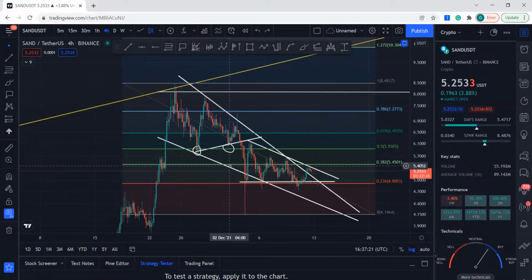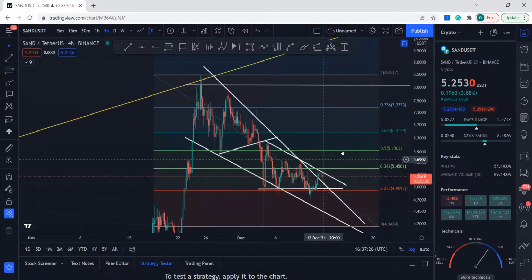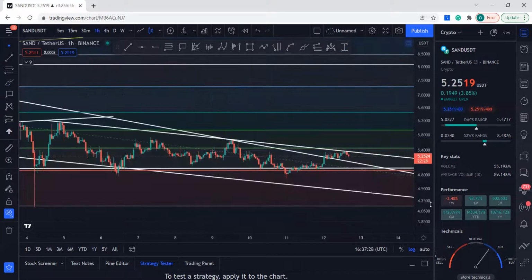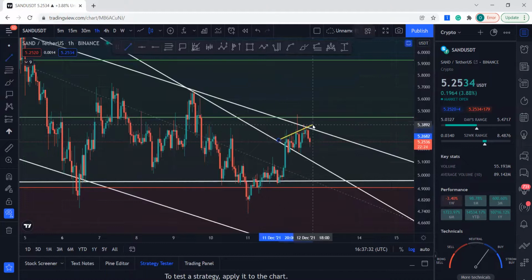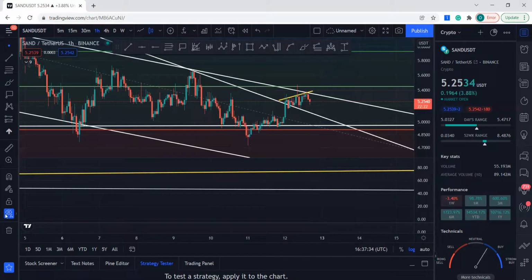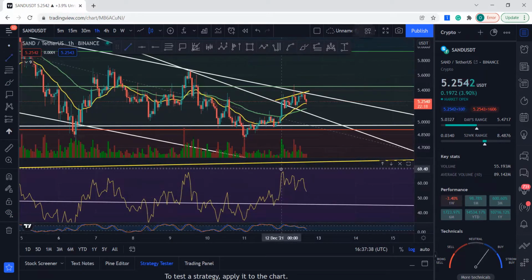So let me see. We do have a bearish divergence in the 1 hourly time frame at the moment. I can show you that. See, the price right now is going up, and in the RSI we have a bearish divergence being created. The momentum is going down, okay?